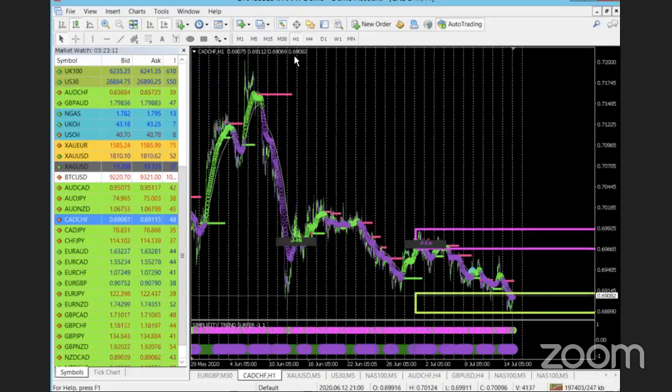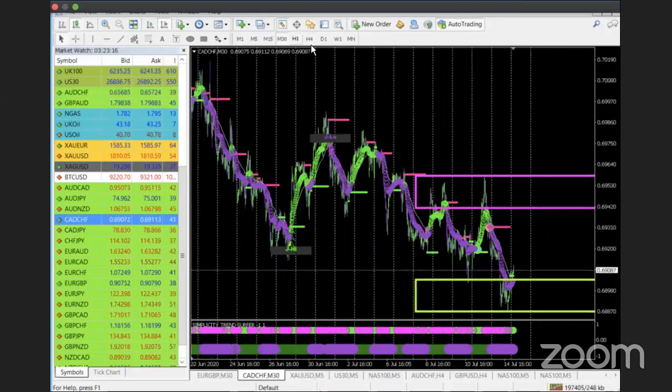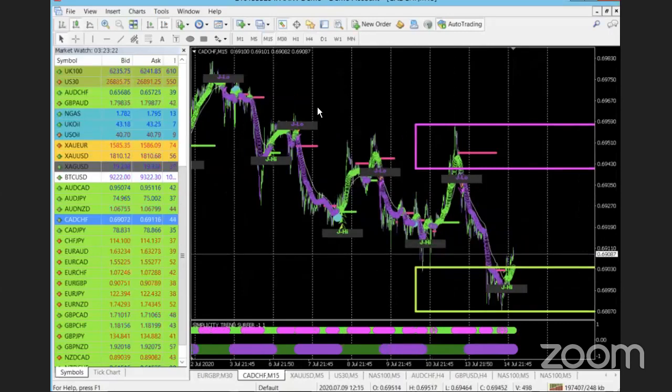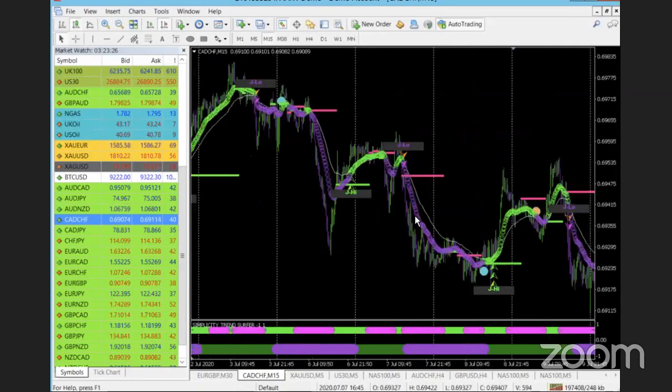Is that what you see, or what do you see? Yeah, I see something different from what you're sharing. So this is actually a downtrend. What do you see? Yeah, I see a downtrend overall when you zoom out.